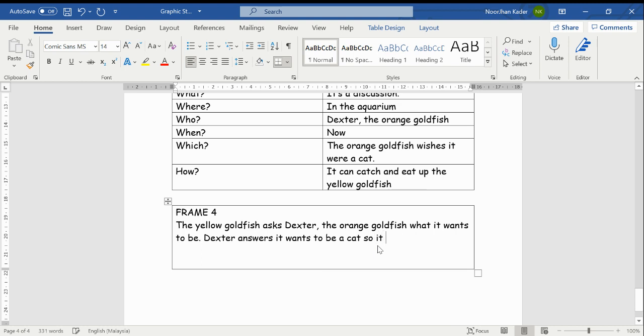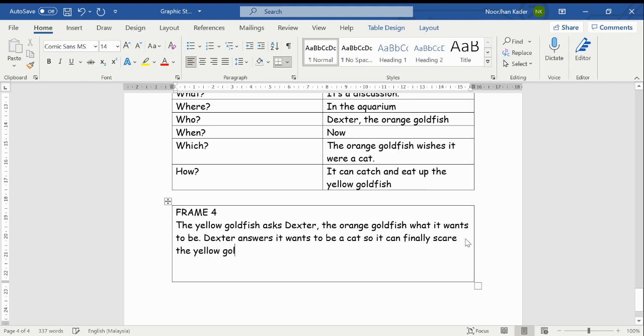So it can finally get scared. Finally, scare. You can finally scare the yellow goldfish. It wants to be a cat, so it can finally scare the yellow goldfish and make it stop.